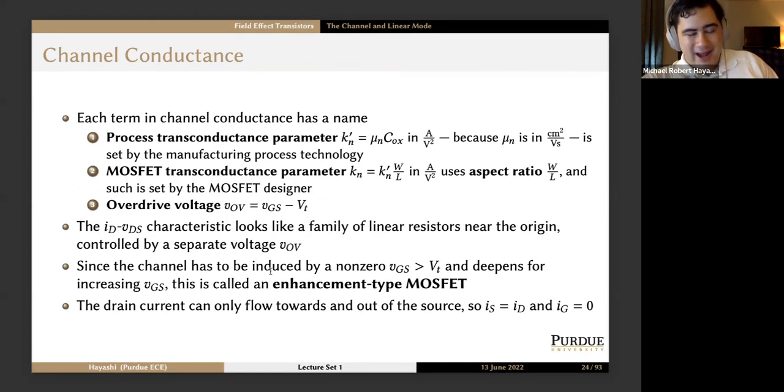And then why is it called an enhancement type MOSFET? It's because there's no channel originally, and then we have to make the channel appear. So since the channel has to be induced by a non-zero VGS and it deepens for increasing VGS, it's an enhancement type MOSFET. The drain current only flows in towards and out of the source. IS is equal to ID and IG is equal to 0.